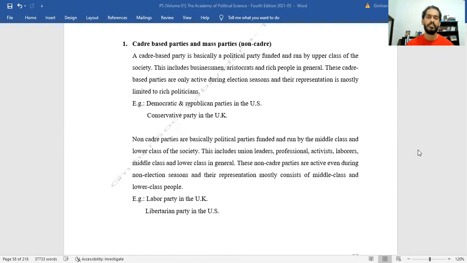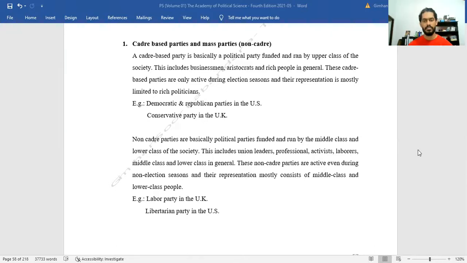A cadre-based party is basically a political party funded and run by the upper class of the society. This includes businessmen, aristocrats, and rich people in general. These cadre-based parties are only active during election seasons, and their representation is mostly limited to rich politicians. Example, Democratic and Republican parties in the US, Conservative Party in the UK.